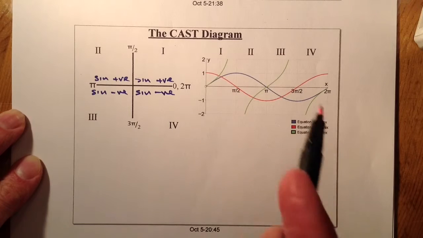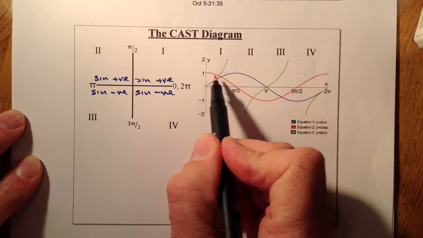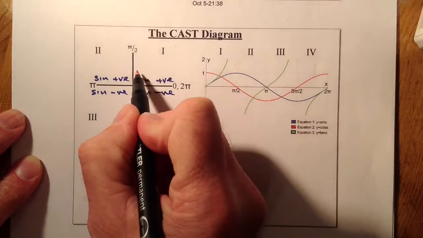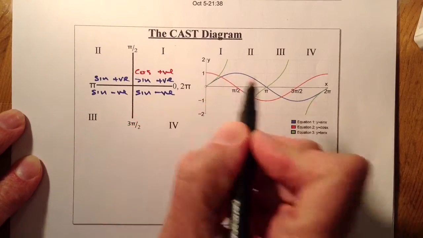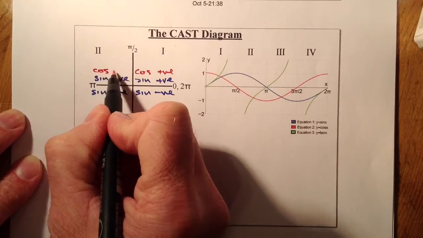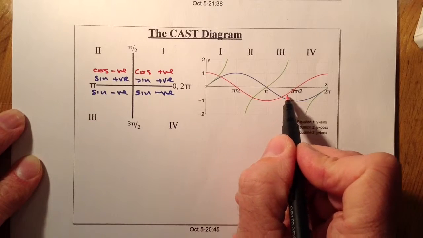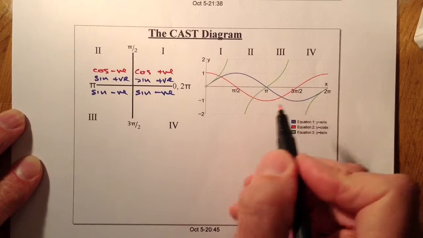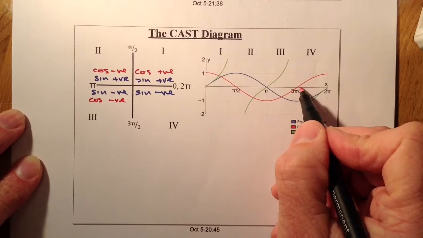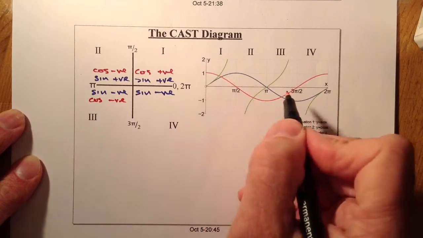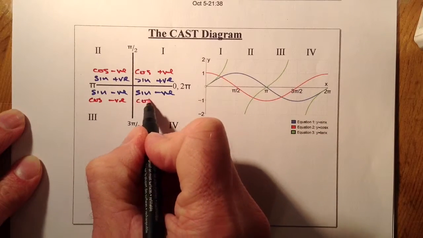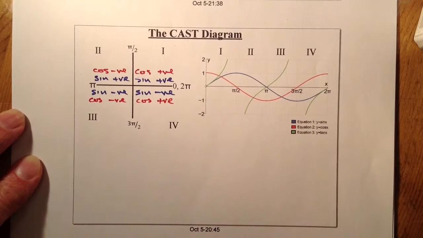Looking at the cosine graph, the graph in red here, I can see that in the first quadrant we're above the x-axis, so cosine is positive here. Cosine is negative in the second quadrant. It's negative also in the third quadrant. We can see it's below the x-axis there. And it then goes back above the x-axis and becomes positive again. So in the fourth quadrant, cosine is positive.